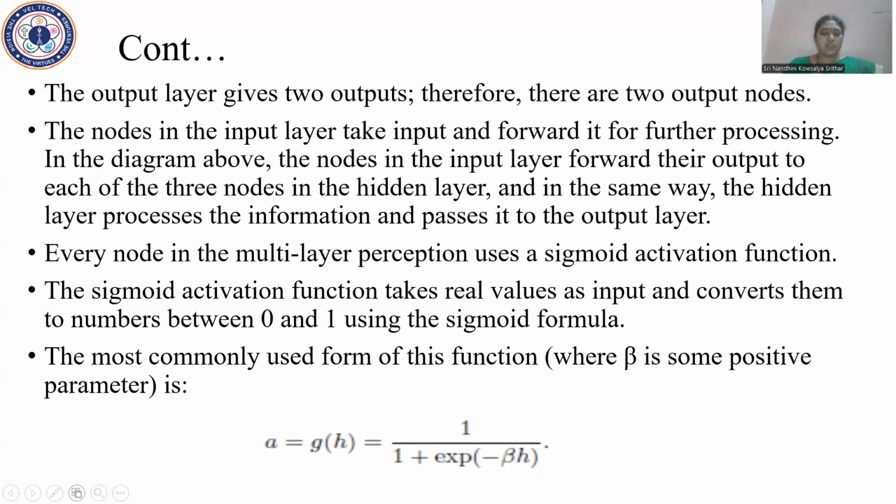The sigmoid activation function takes a real value as input and converts it to a number between 0 and 1. The sigmoid formula is g(h) equal to 1 divided by 1 plus exponential of minus beta times h. Here beta is known as a positive parameter. Then the values lie between 0 and 1. So here we are using a sigmoid activation function.